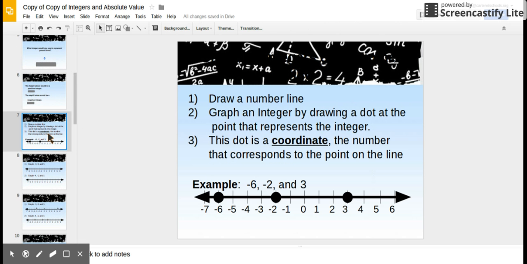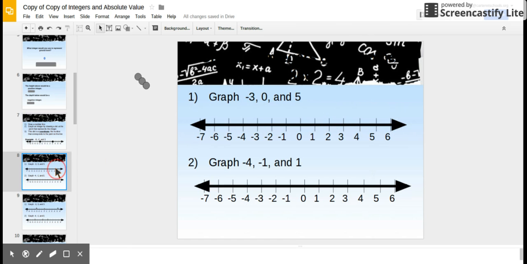All right, so in order to graph coordinate points or graph integers or whatever you want to graph on a number line, you have to obviously draw the number line first. Then you draw a dot on the point that represents the integer. In other words, if I'm graphing negative 6, I have a dot right here on negative 6. If I'm graphing negative 2, I have a dot on negative 2. If I'm graphing 3, then I have a dot on 3. The dot is actually called a coordinate, which is the number that corresponds to the point on the line.